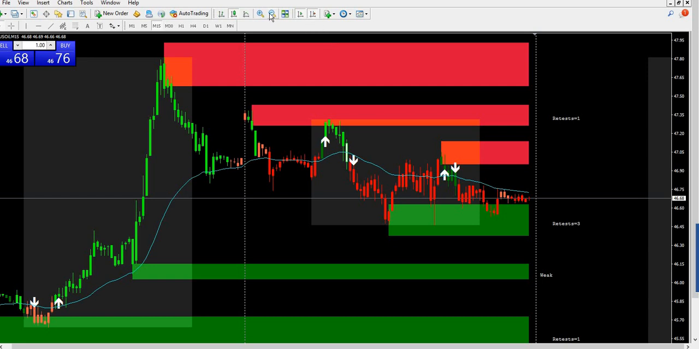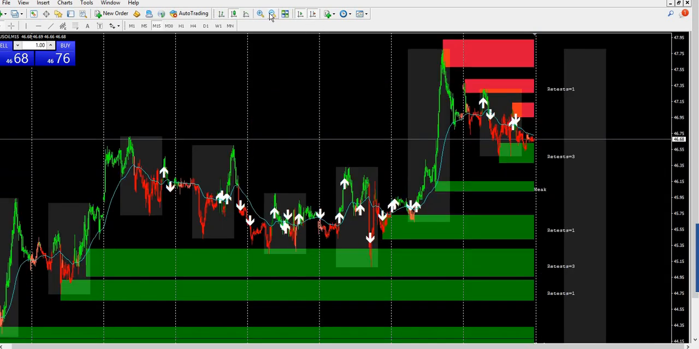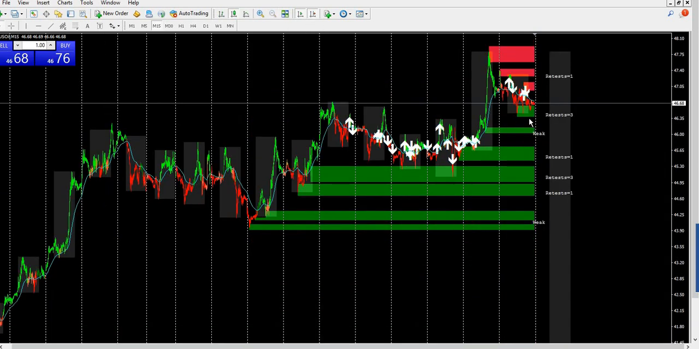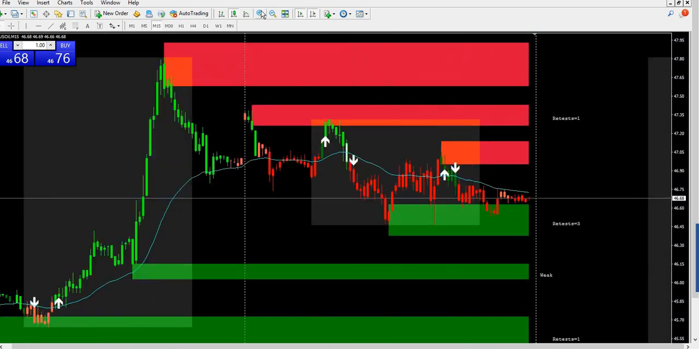Here's oil, for example. I'm going to zoom out. I got more green than I got red. Uptrend. Point blank simple. Viewable. Go about my business. I'm looking for buys. Okay? That's how simple it is.